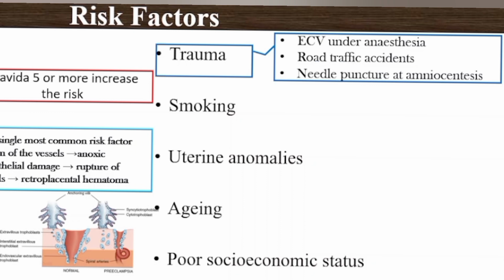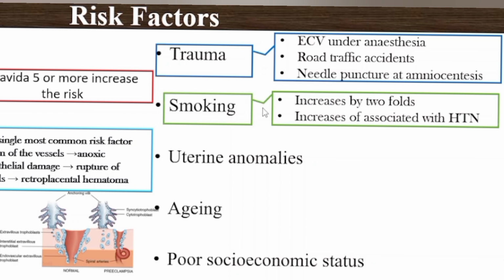It is obvious that trauma will include external cephalic version, where the doctor will try to change the breech presentation into a cephalic presentation. If it is done under anesthesia, where the woman does not sense the pain, that increases the risk of abruption. Road traffic accident, that's the vehicle, and a needle puncture at amniocentesis, where we take an amniotic fluid sample by needle, also increases the risk of abruption.